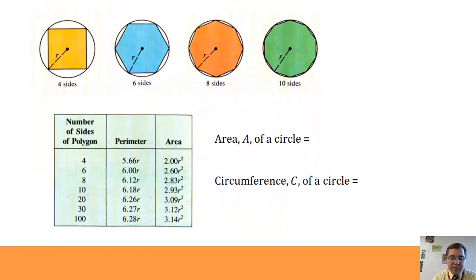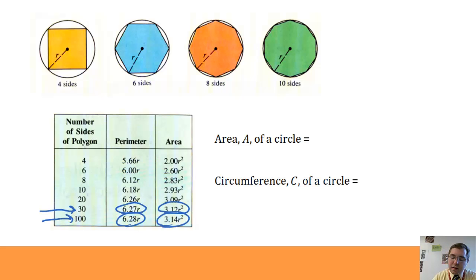If we look at this chart, we'll see exactly that happening. As we increase the number of sides in the left-hand column, the perimeter and the area are both increasing, but notice they're increasing to almost the same value. As I jump from 30 sides to 100 sides, there's not much jump at all in the perimeters or in the areas. That's a big jump in the number of sides, and it's not leading to much of a difference in the perimeter and the area.